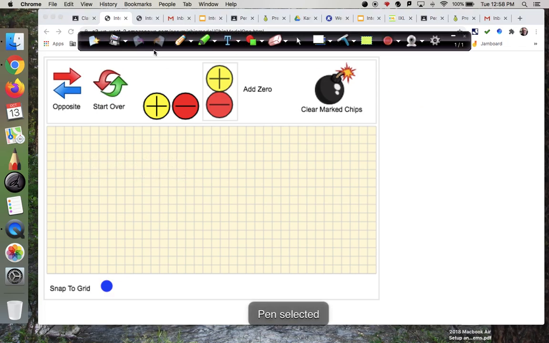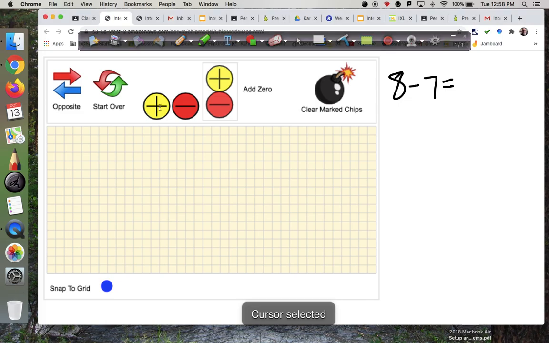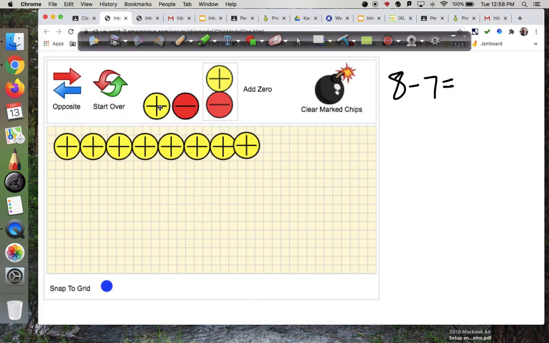Now let's start doing some subtraction. So let's do 8 minus 7. See what that looks like with this tool. 1, 2, 3, 4, 5, 6, 7, 8.